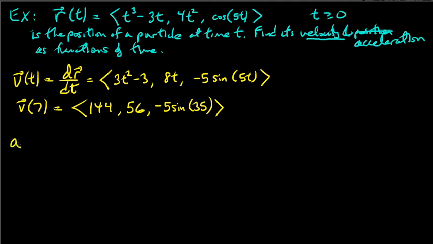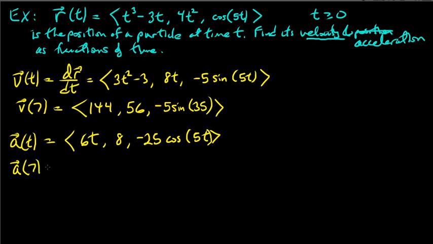Acceleration, of course, is now just take the derivative again. So you're going to get 6 times t, 8, and then, let's see, negative 5 times 5 is negative 25 times the cosine of 5t. And if you want the acceleration at time t equals 7, well, 6 times 7, 42. Then you get 8 for the y component. And then you get negative 25 times the cosine of 35, whatever that is. Okay, so that's all it is in this case. Velocity is a vector, acceleration is a vector.